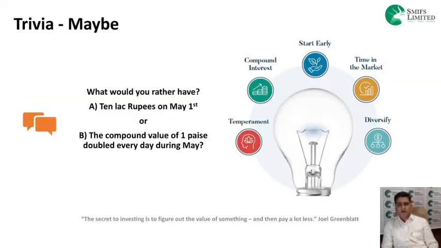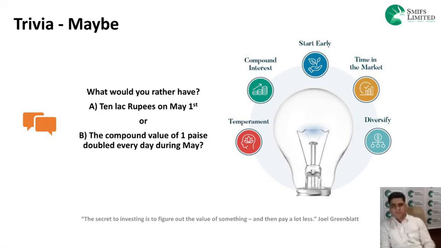So basically, we have not spoken about temperament. Temperament is something that is very important, and this is a small question that I want to ask you. I believe we have run through most of the presentation. So if I give you 10 lakh rupees on May 1st, would you take that, or would you take 1 paisa doubled every day during May? Compound value, right? Compound value of 1 paisa doubled every day during May. So which is the one you would take? You can type in your answers in the text box or something, and within that I'll explain these 5, 6 more tenets.